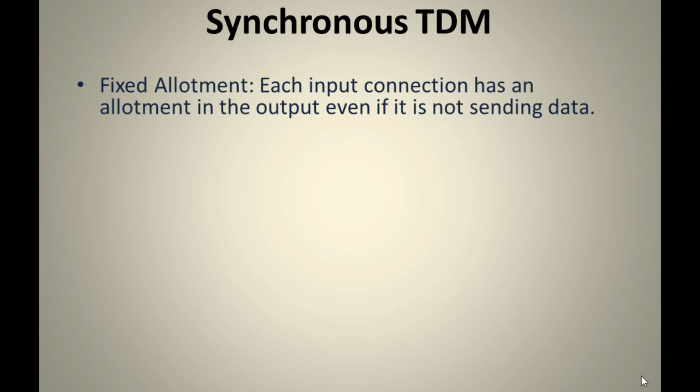Now we have something called synchronous TDM. In synchronous TDM, we have fixed allotment. Each input connection has an allotment in the output, even if it is not sending any data. Suppose we have 4 channels and one channel does not want to send data. That time slot is wasted, because it was available to that particular channel, it is not sending, and nobody else will send in it. That is actually wasted.